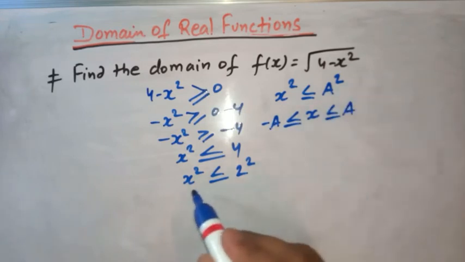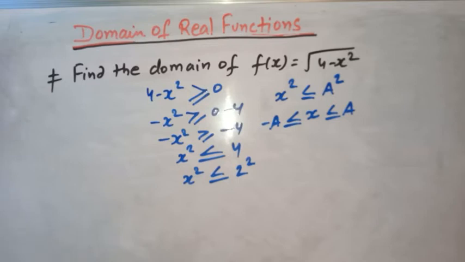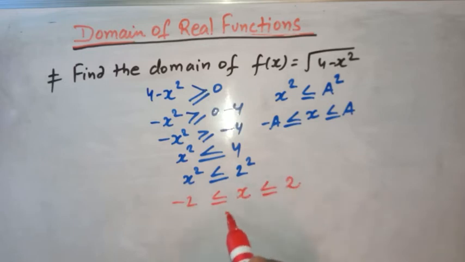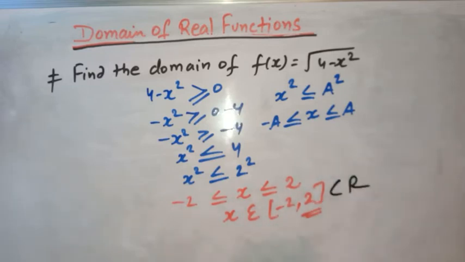Clear? So here the solution of this inequality is minus 2, x, and 2. So x belongs to the closed interval minus 2 to 2. Clear? So this is the domain of this function f(x) equal to square root of 4 minus x square. So this is the interval which is also a subset of R.